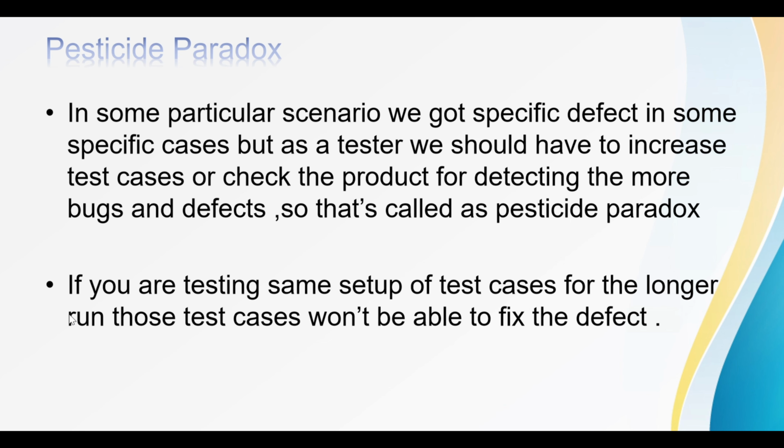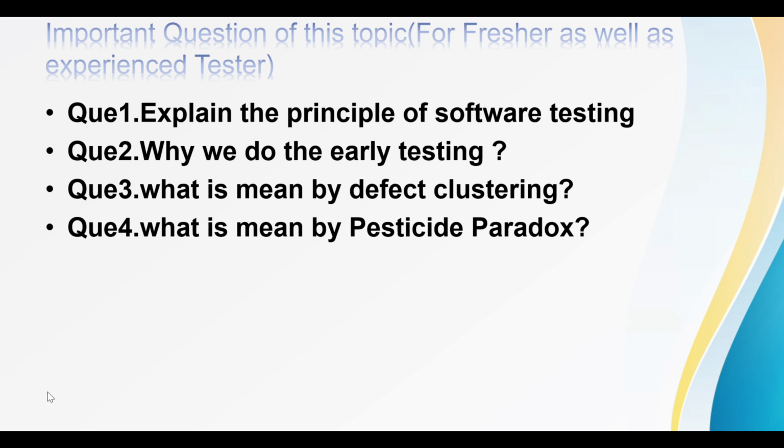Let's see the important questions. There are four important questions. These questions are applicable for freshers as well as experienced testers. First question is, explain the principles of software testing. Second, why do we do early testing? Third question is, what is meant by defect clustering? Fourth question, what is meant by pesticide paradox?